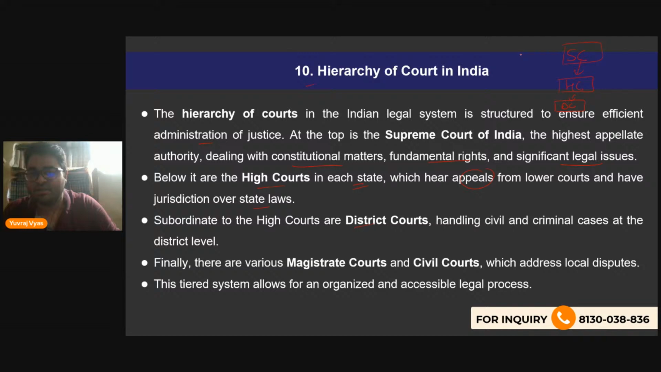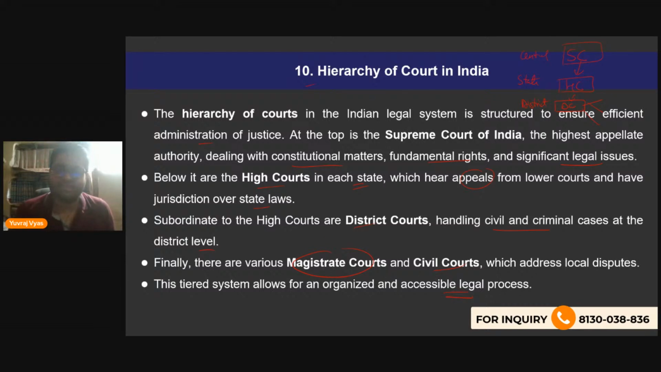So this is present at Delhi, which is at the central level. This is present at each state, and this is present in each district. So this is the administration of justice that happens in India, handling civil and criminal cases at the district level. Finally, there are various magisterial courts and civil courts. So this district courts have further sub-classification which address local disputes. This tiered system allows for an organized and accessible legal process.